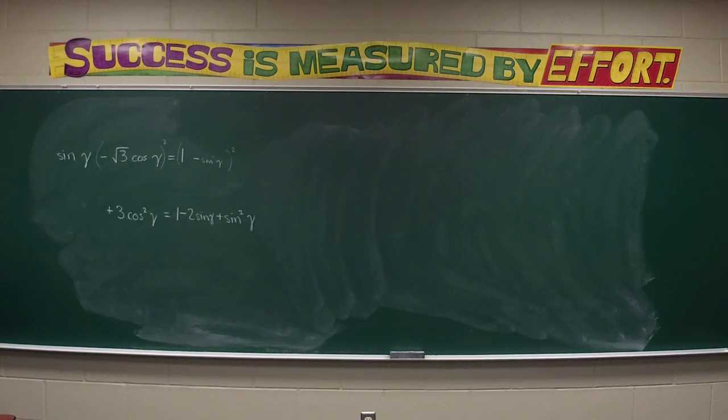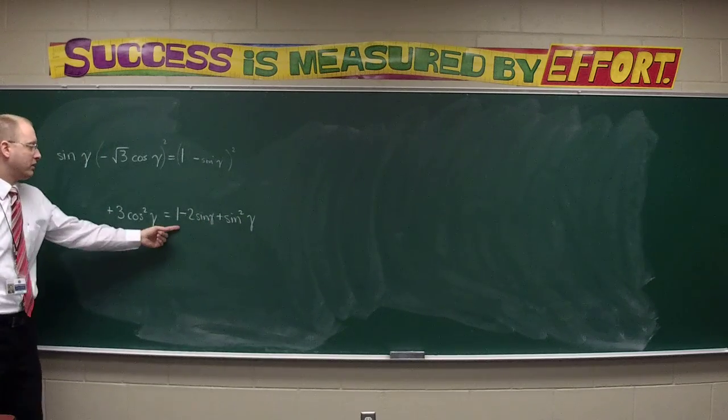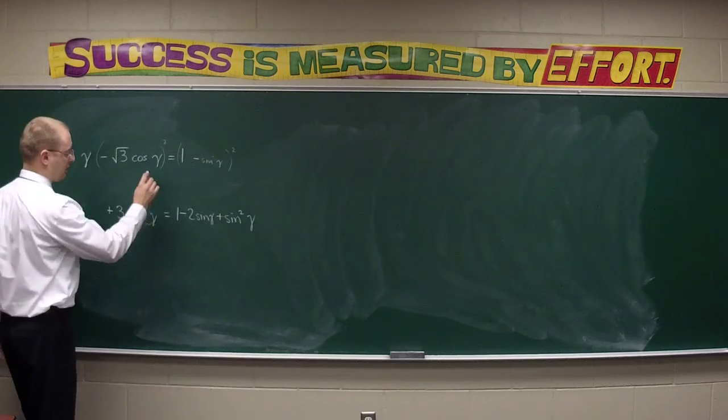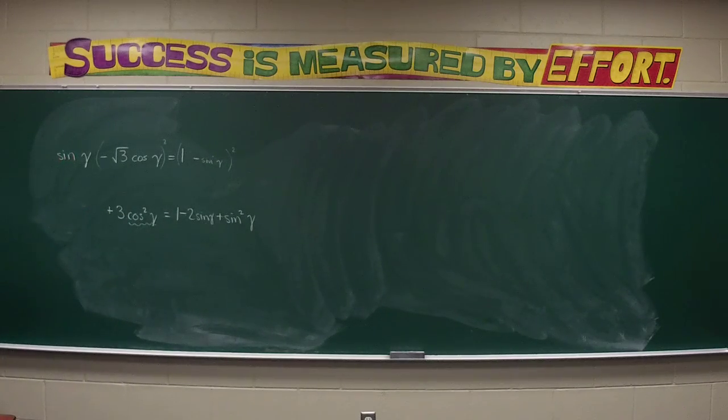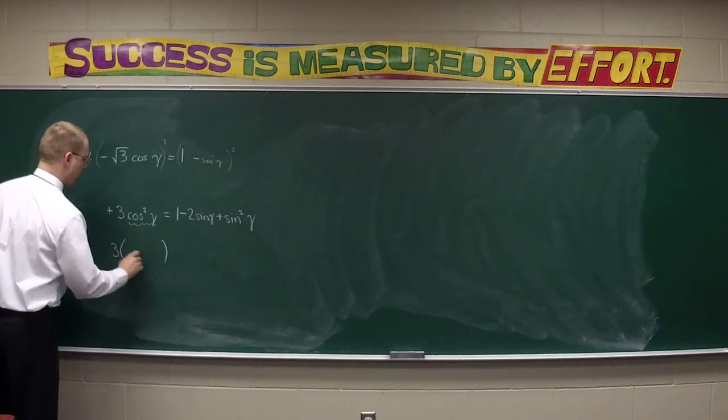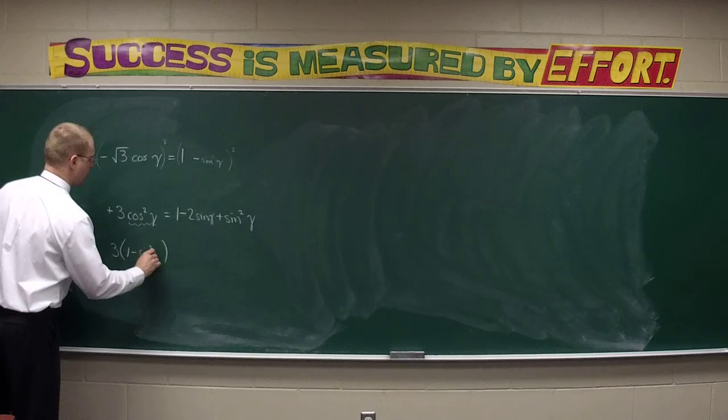Factor out the sine. Well, I don't have a sine everywhere to factor out. This is the misfit. Let's turn it into a sine. 1 minus sine squared. There we go. Use that Pythagorean identity Chris just said.